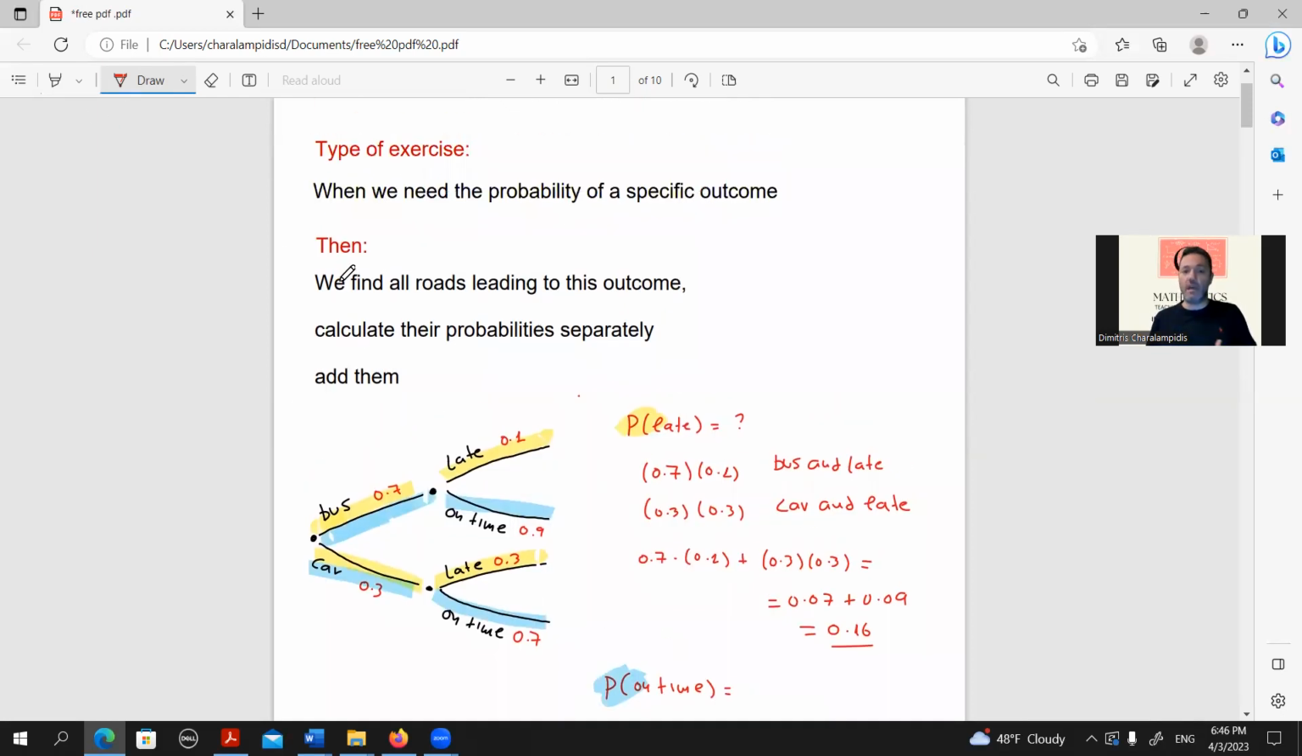Once again, to summarize, if we are given a tree diagram and we are asked to find the probability of a specific outcome, then there are three things that we need to do. First, recognize all roads, all the sequences of branches that lead to this outcome. Then, for each one of them, calculate the probability separately, and finally, add all these probabilities together. And that would be all.